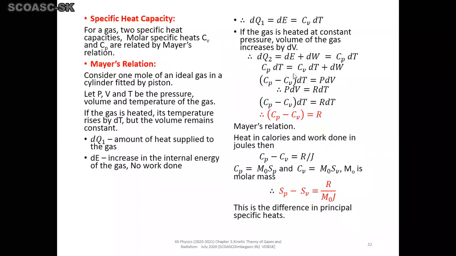Okay, so if I rearrange, I'm going to get this particular expression. PV is nRT, right? 1 mole of gas I've considered, so n is 1, so R into dT, because the volume has changed, dV. It's because of the change in the temperature. Pressure we have kept constant. PdV is equal to RdT. So instead of this PdV, I can replace it by RdT. dT will get cancelled, and I'm left with Cp minus Cv is equal to R.